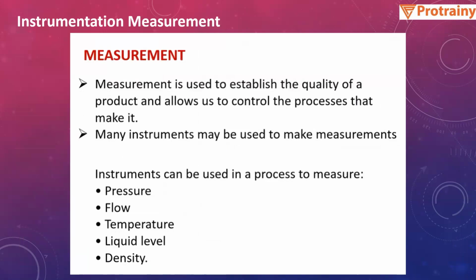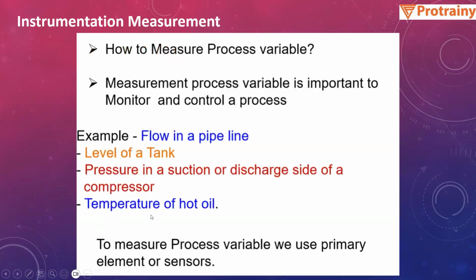Then measuring instruments. These are pressure transmitters and pressure gauges. We have flow transmitters and flow gauges, temperature transmitters and temperature gauges. Then we have liquid level, so a level transmitter or a level gauge is there. Then density measurement, so you can measure the density or viscosity of the fluid flowing. Basically, what we need to measure is flow in a pipeline, level of a tank, pressure at the suction and discharge of a compressor, and temperature of the fluid or hot oil flowing through the pipes.